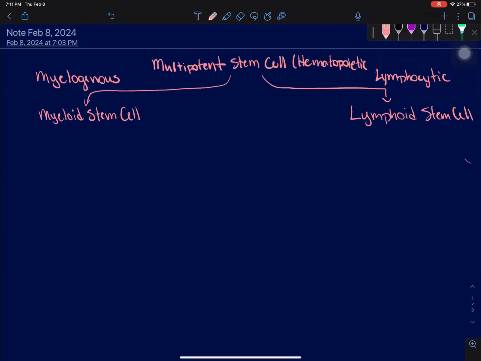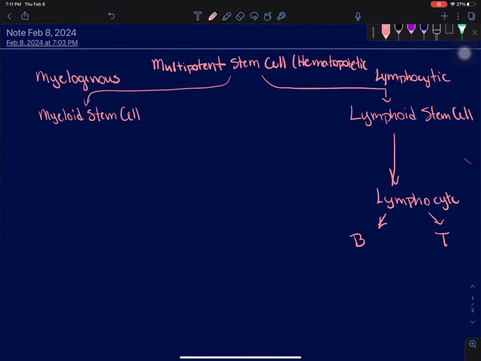Okay, and then this, we're just going to pretend that the rest of the lymphoid lineage doesn't exist, and it's going to go straight into leukocytes, or lymphocytes, sorry, which are your B and T cells. You might have heard of those through antibodies.